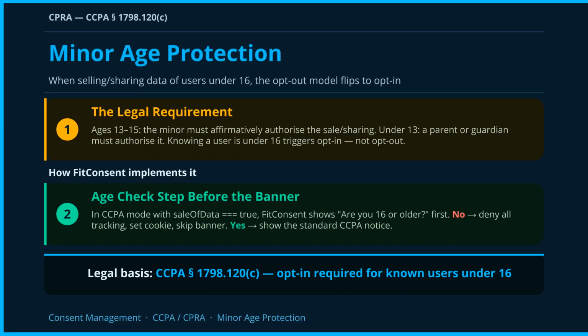CPRA requires opt-in consent for visitors under 16, not just opt-out access. FitConsent's Minor Age Gate automates this for California visitors. 16 or older follows the standard CCPA flow. 13 to 15 must actively accept before tracking starts. And under 13 blocks all tracking for the session.